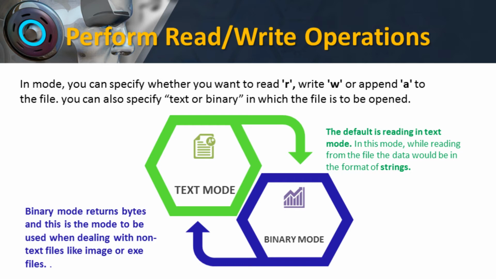Here the default is reading in text mode. In this mode, while reading from the file, the data would be in the format of strings. Already we know what is meant by string. It's a collection of characters which is enclosed by single, double or triple quotes. And the next one is binary mode. It represents returning bytes, and this mode is to be used when dealing with non-text files like images or executable files, etc.